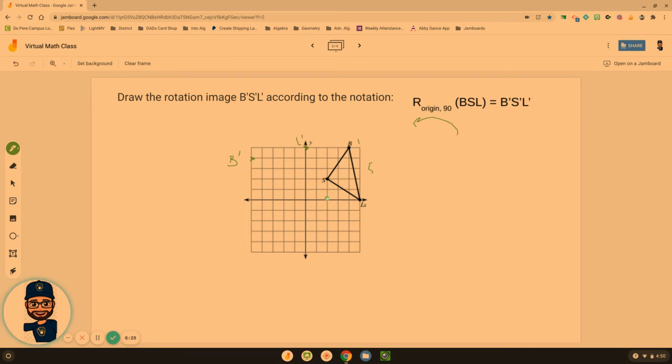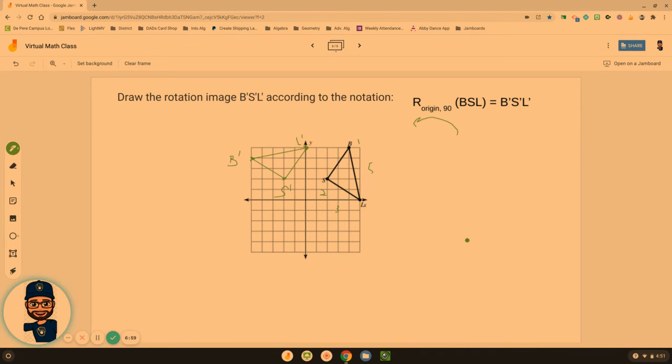S is 1, 2, 3 units this way and 2 units up. So 3 units, 2 units up, which means if I do it backwards, 1, 2, 3 and 1, 2 units, right? It should end up on the opposite side. That'll give us our S prime. Oops, I counted that. No, that's right. We did that right. So we got that with that and that. There is our rotated triangle 90 degrees about the origin.